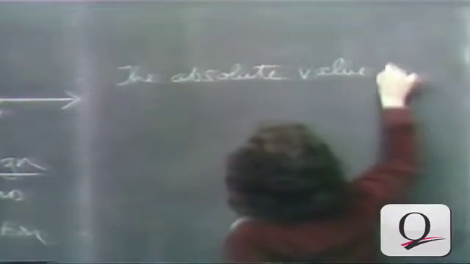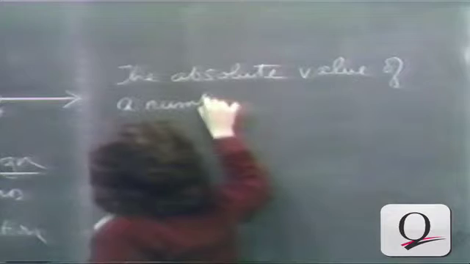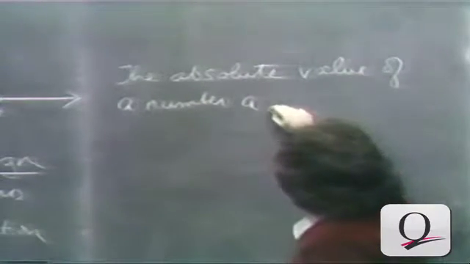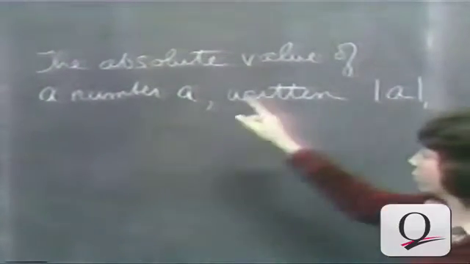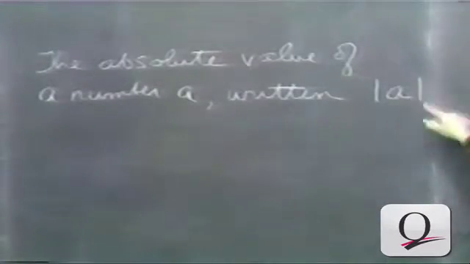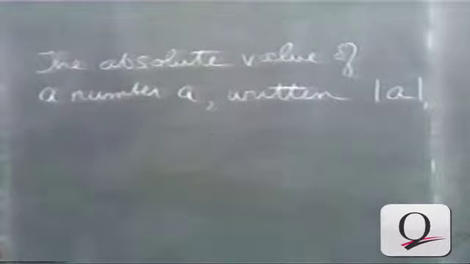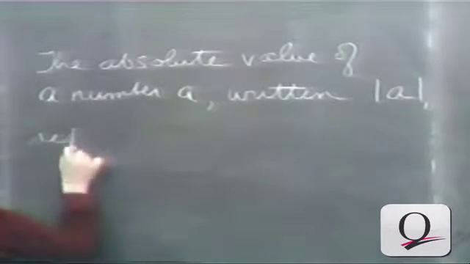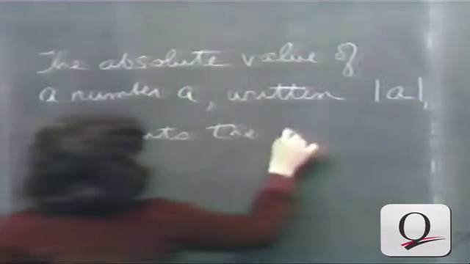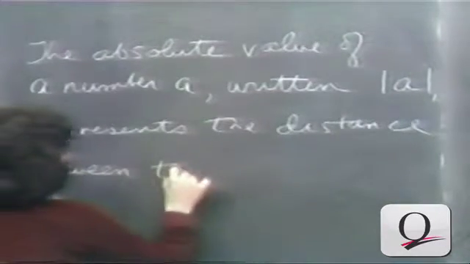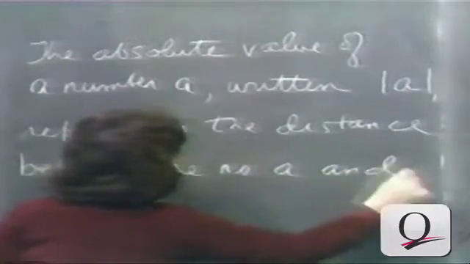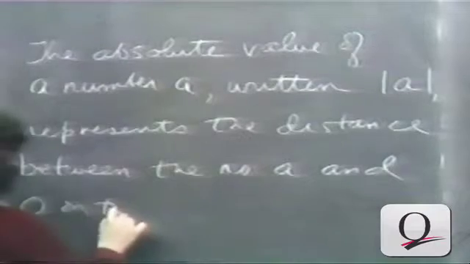The absolute value of a number A, which will be written A with a line on either side of it like that, represents the distance between the number A and 0 on the number line.